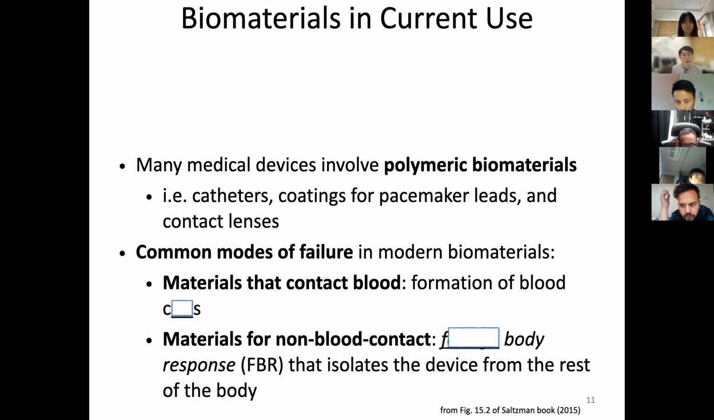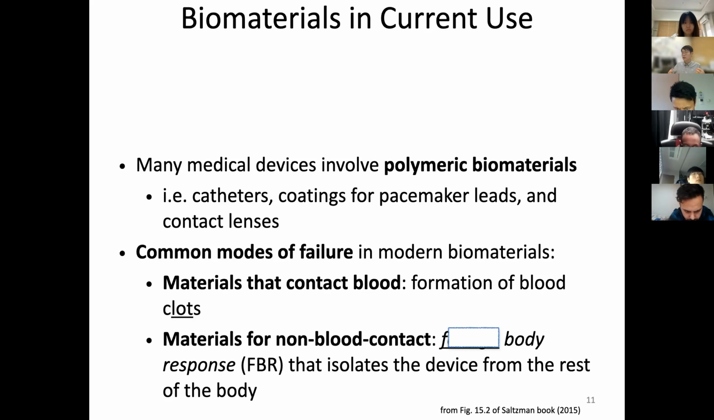Let me see, Yoongu? Can you guess what common problem a material in contact with blood has? The formation of blood clot. Yes, great. And the second, when the material is non-blood contact, there is a very famous response.